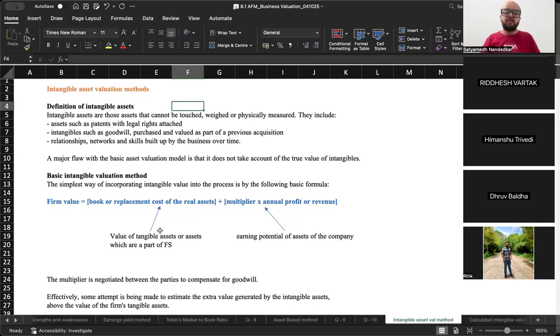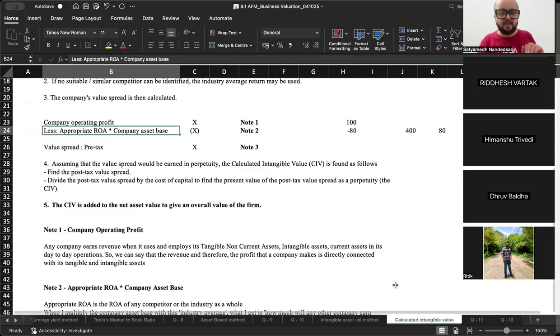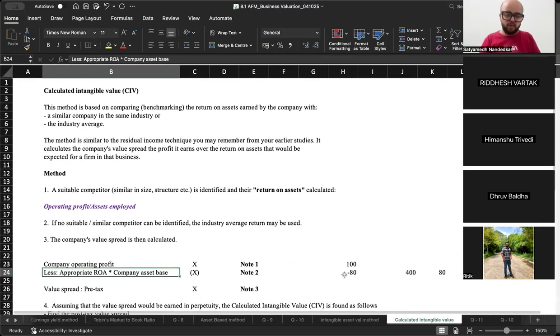See, this method is, beyond a point, based on your assumptions, estimates and judgments. This is not a very effective method, but to a great extent I think it is useful. So here what you should do is pick up a suitable competitor. Say a suitable competitor for Swiggy is Zomato.